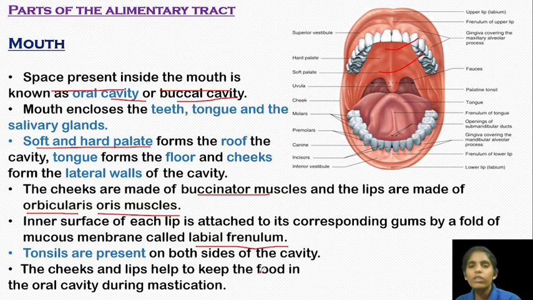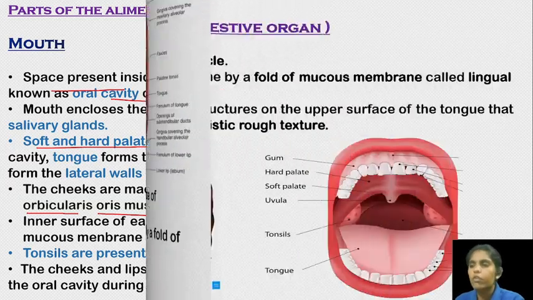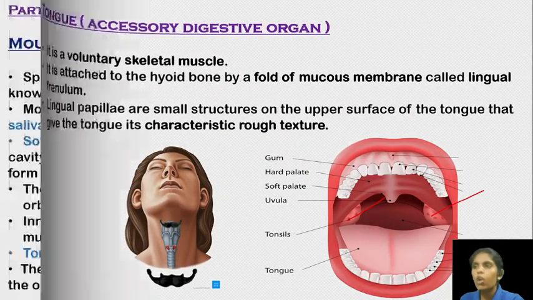And also the function of the cheeks and the lips is to hold the food while chewing. So it will prevent the spillage of the food while chewing, and also they help in talking. That is another function. Now coming to the tongue.